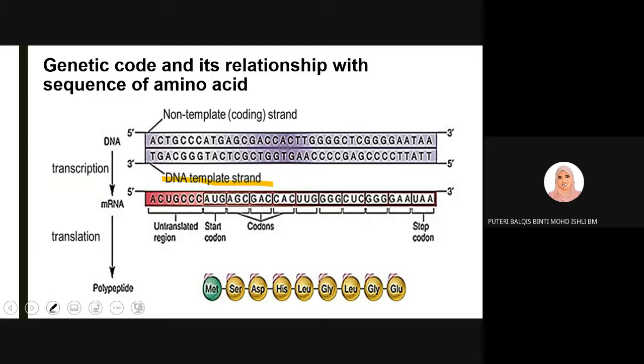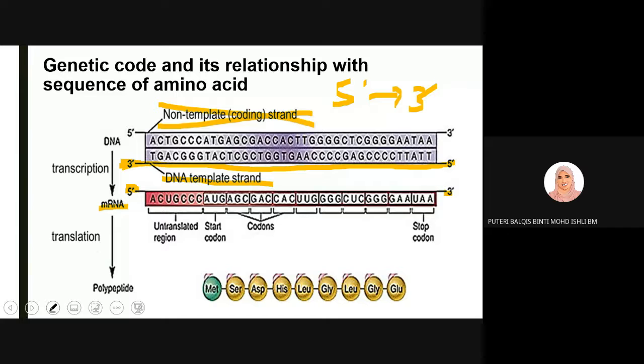Katakanlah soalan tak bagi DNA template strand, awak mesti tahu dia akan transcribe strand yang ini, 3 prime to 5 prime. Yang ni yang dia akan transcribe. Yang atas ni dia tak transcribe. Kenapa dia tak transcribe? Sebab RNA polymerase only can work from 5 prime to 3 prime. That's why you can see that mRNA dia punya strand adalah 5 prime, 3 prime.